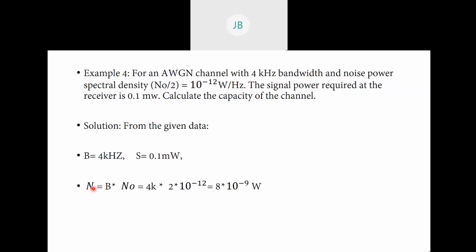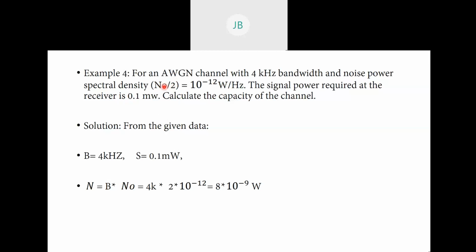So noise is nothing but the bandwidth multiplied by the power spectral density, the noise power spectral density N naught. But here N naught divided by 2 is equal to 10 power minus 11. But we need N naught. If the noise power is directly given, then we can substitute that. But in this case, the noise power spectral density is given. So to find the noise power, that is equal to bandwidth multiplied by the spectral density. We know here N naught divided by 2.